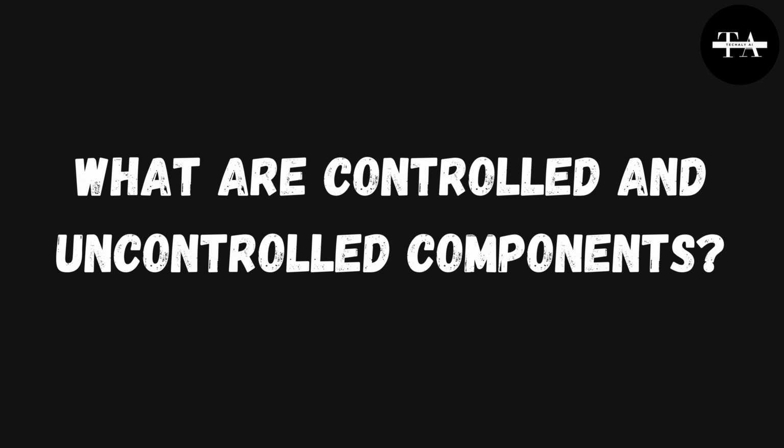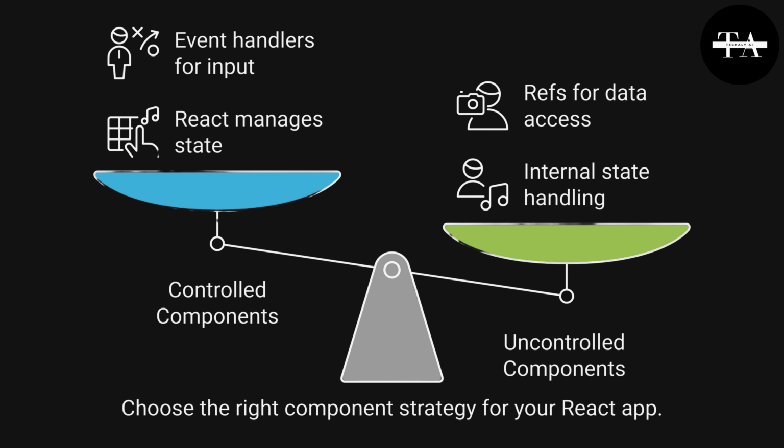What are controlled and uncontrolled components? Controlled components. These are components where the form data is handled by the React component state. The input value is controlled by React, and changes are managed through event handlers. Uncontrolled components. These components store their own state internally. The form data is accessed using refs, and React does not control the input values.